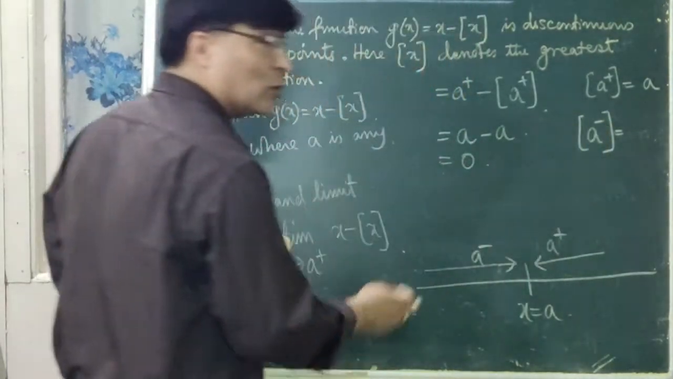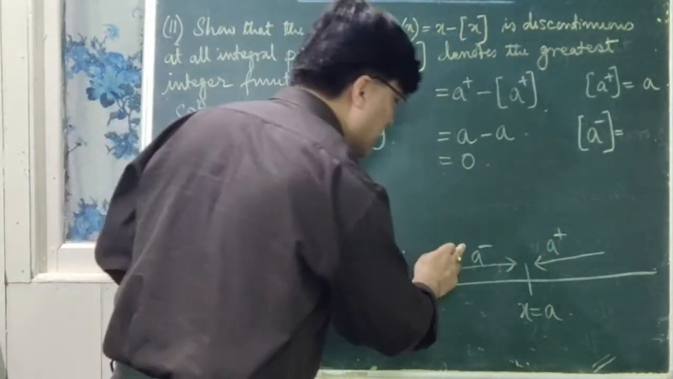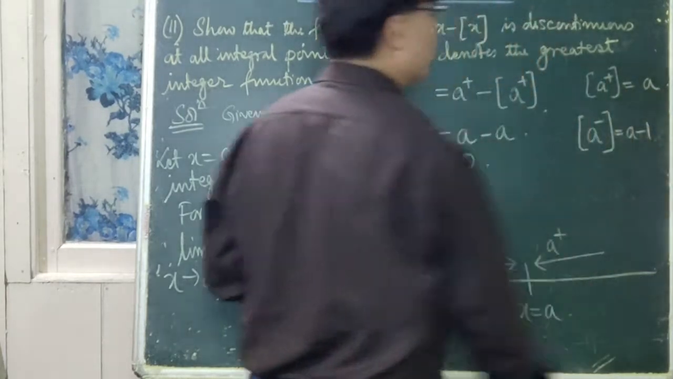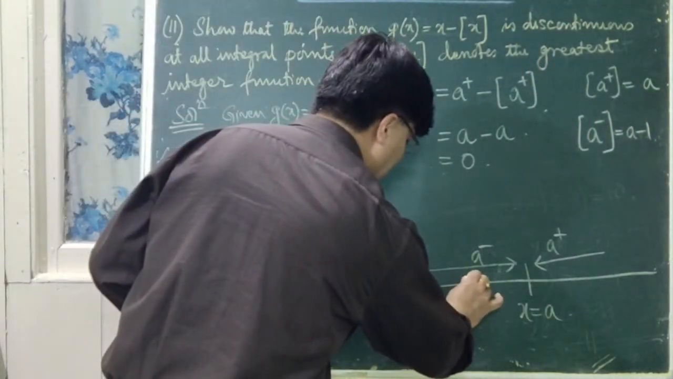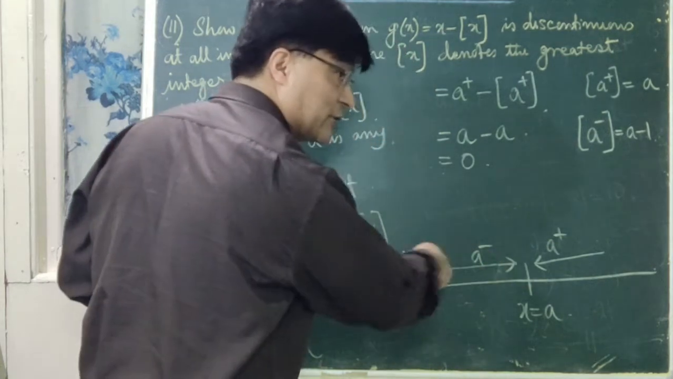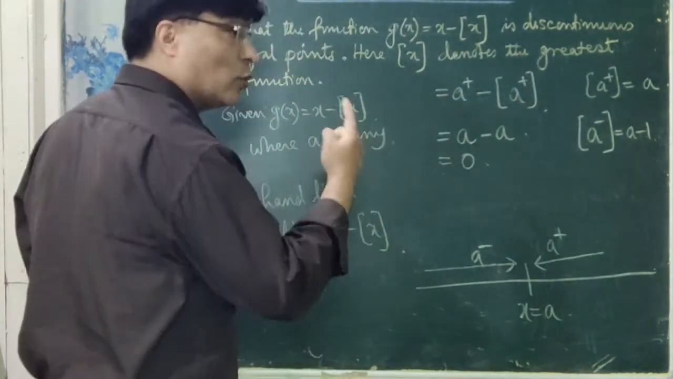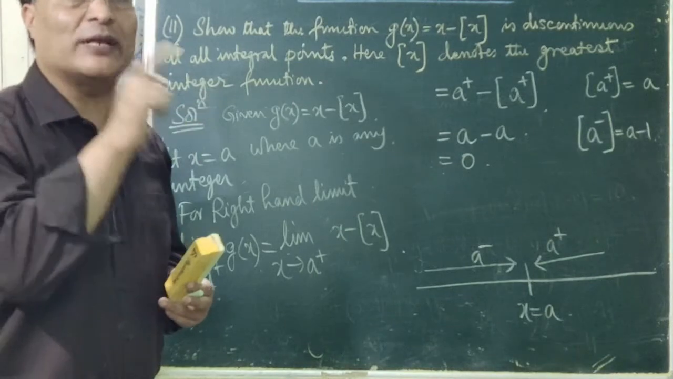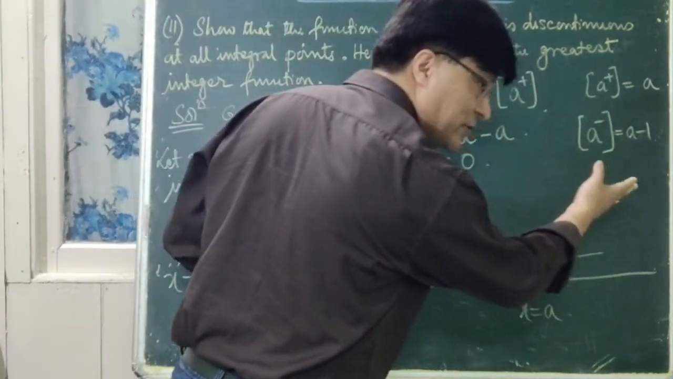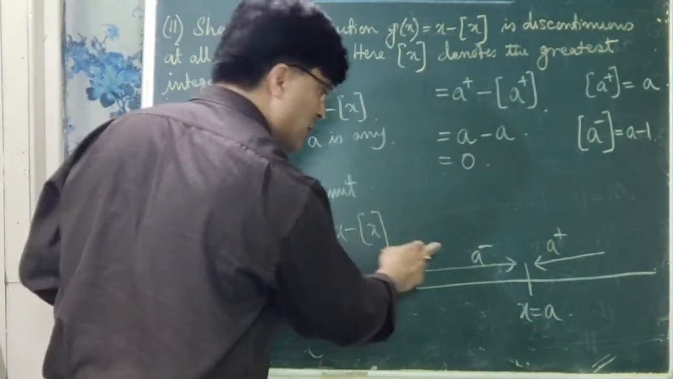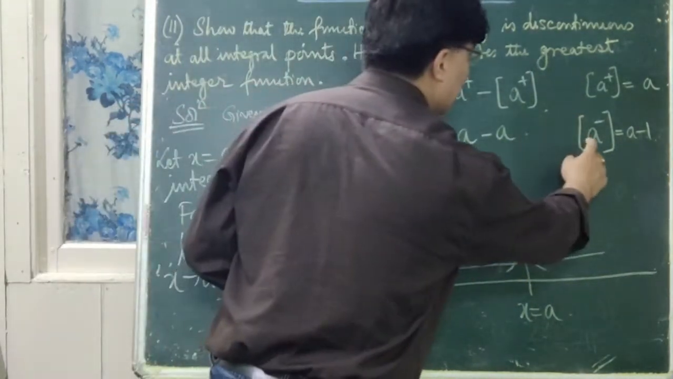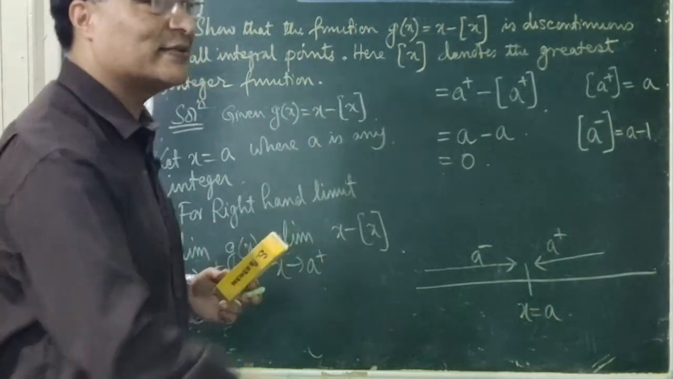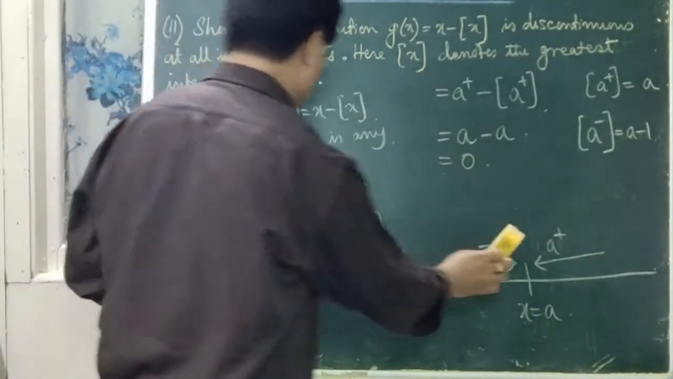So a minus means which is the greatest integer which is just less than a. That is a minus 1, isn't it? Is that clear? So here it will be a minus 1 and so on. So a minus means the greatest integer just less than a, because x is approaching towards a from the left hand side. Is that clear to all of you? So now I think you have understood it.